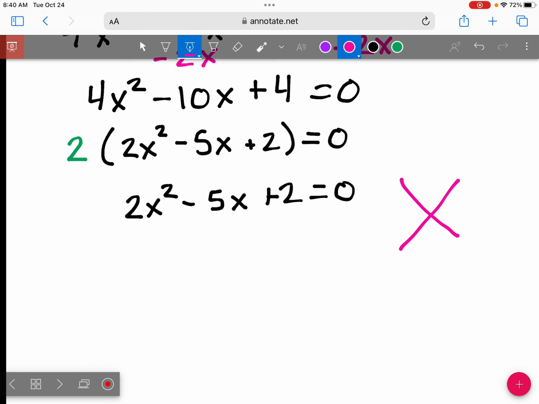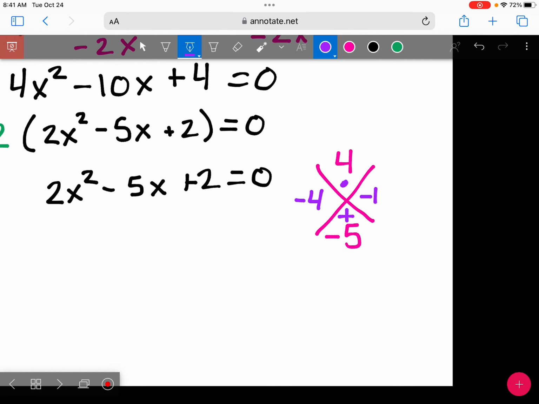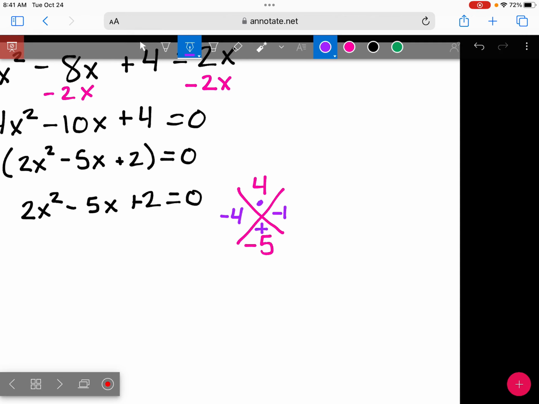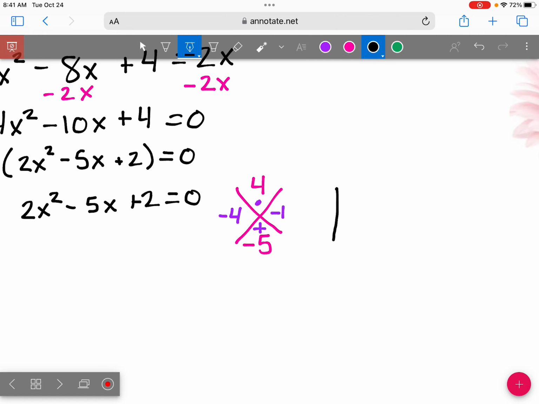So my a times c goes at the top, which is 4. My b at the bottom, negative 5. Is there a pair of numbers that multiplies to make 4 and adds to make negative 5? 2 and 1 will not multiply to make 4. Negative 4 and negative 1 will multiply to make 4 and add to make negative 5. So since I have an a value, we definitely need to use the box, or split the middle or some other form, but we need a tool.